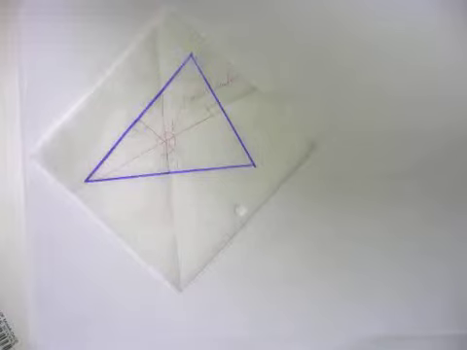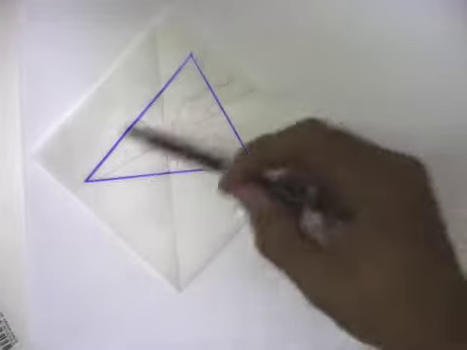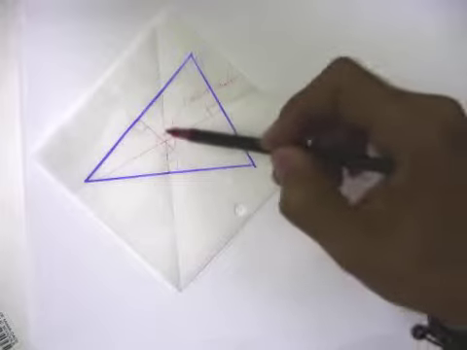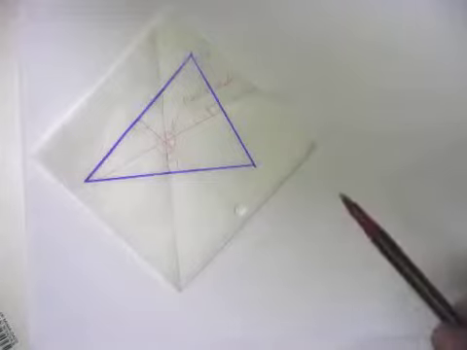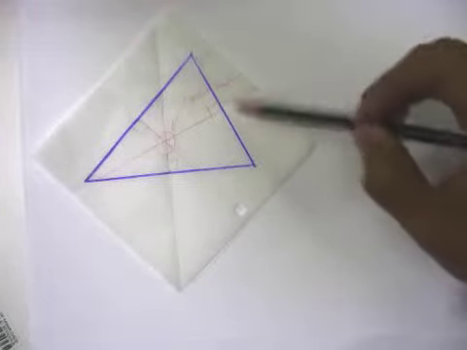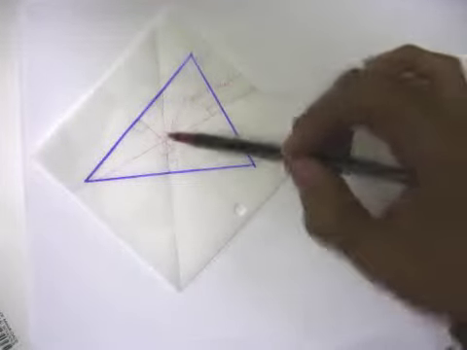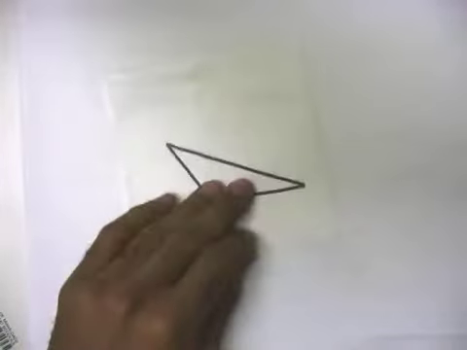But I want to point out another difference. Notice before that my point of concurrency was on the edge of the right triangle. This one, notice where is it? It's inside the triangle. So before, my point of concurrency on the right triangle was on the edge. In an acute triangle, it's where? It's in the center.